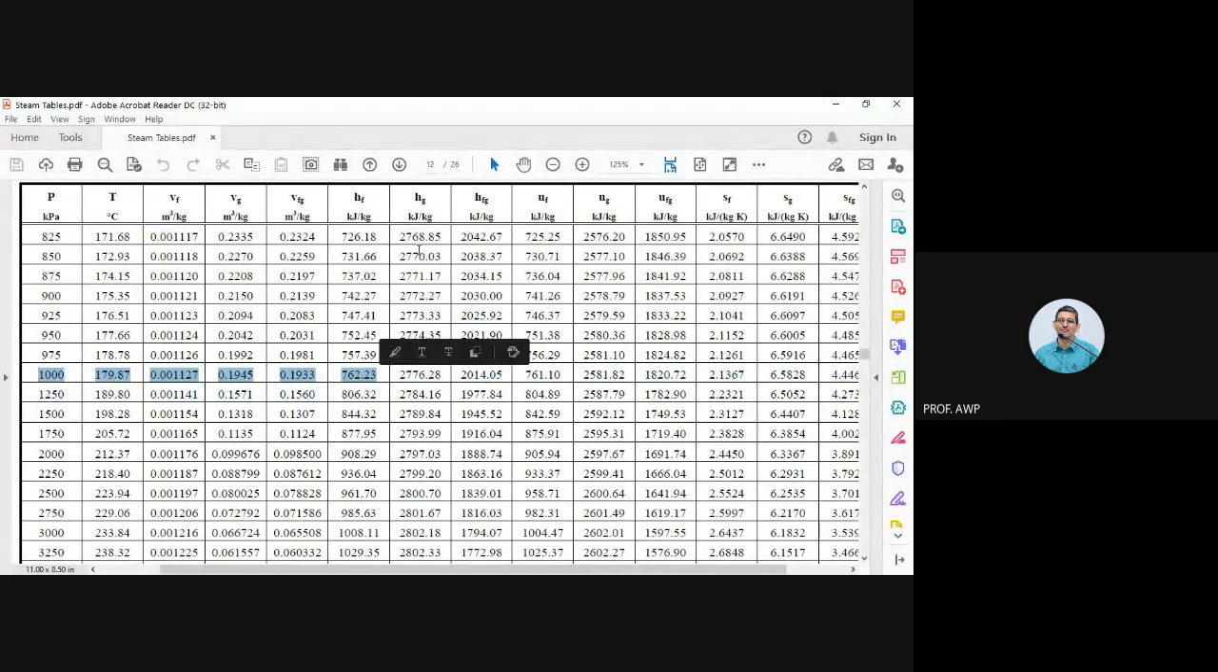Enthalpy of the liquid. How much is the enthalpy of the liquid? 762.23. Yes, no? Do you agree? Yes, sir. Okay, somebody note down this value. 762.23 is the specific enthalpy of the saturated liquid at 10 bar absolute pressure. What is the temperature? 179.87. Somebody note that down as well.